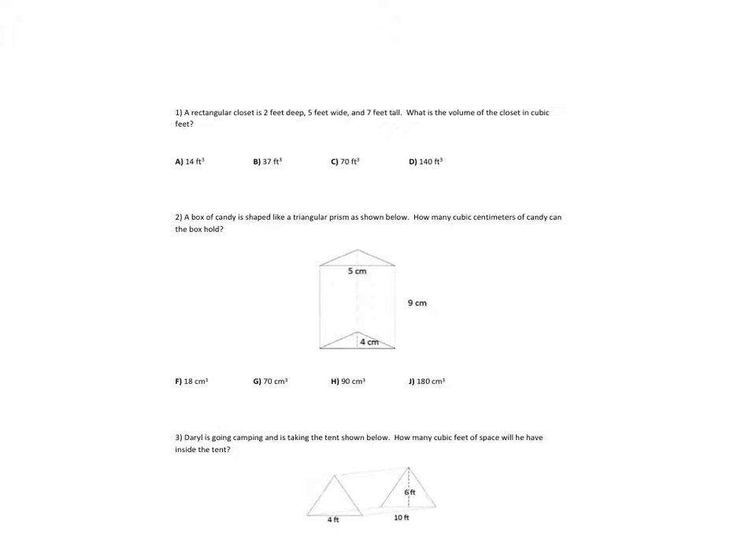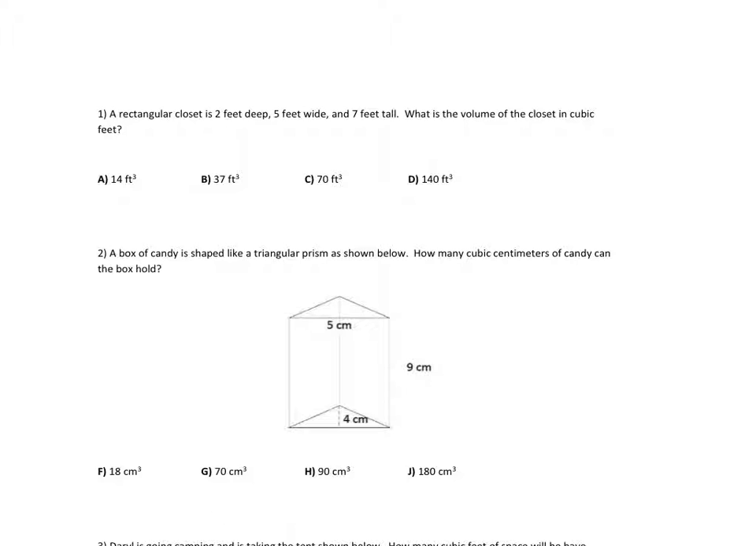Okay. Number 1: a rectangular closet is 2 feet deep, 5 feet wide, and 7 feet tall. What is the volume of the closet in cubic feet? So I'm going to draw my closet. I'm going to say it's 2 feet deep, which means kind of like that. There's the closet door. There's my 2 feet.